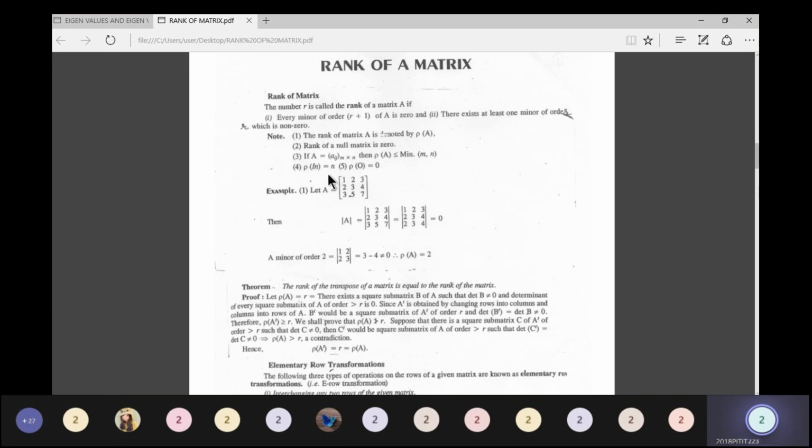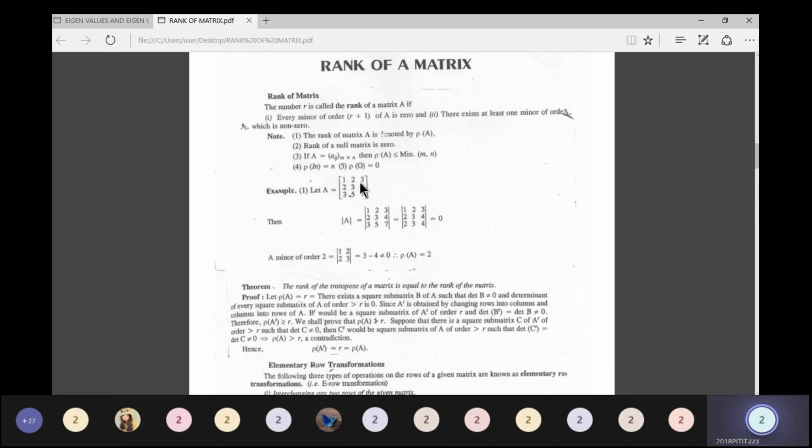Rank of the identity matrix of order n, In, equal to n always. Order n means n. Okay. Rank of the 0 matrix is 0.